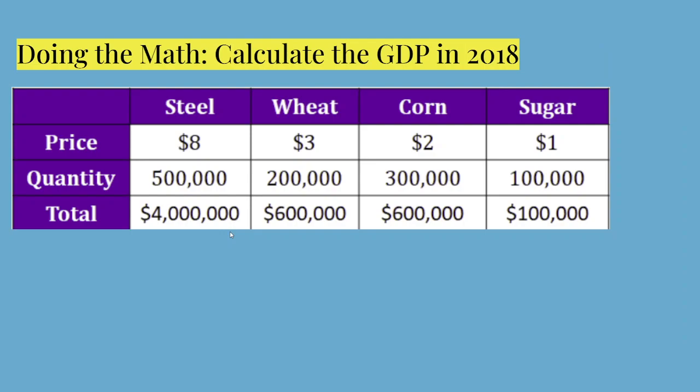Now, get out your notebooks, get out your pens and papers, and calculate the GDP for 2018. I've made the mistake of including the total column, so you could just add that up, or you could go over the quick formula, which is the price of a good multiplied by its quantity, and then of course the sum of that. So $8 into 500,000, and so on, same for wheat, corn, and sugar. You can pause the video and play in a minute. Just try and do this yourself.